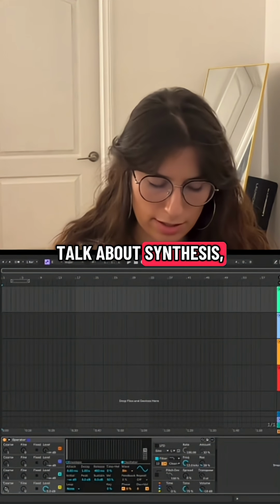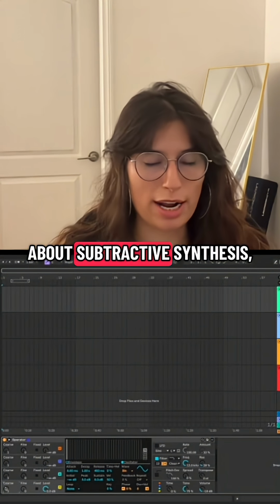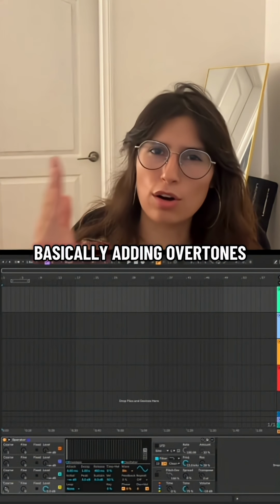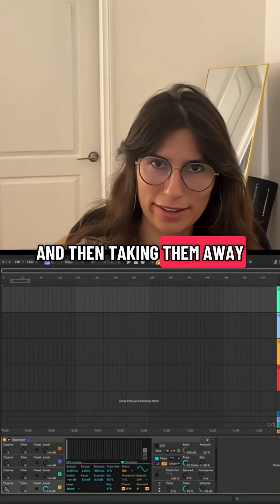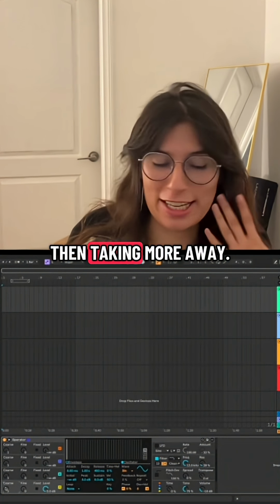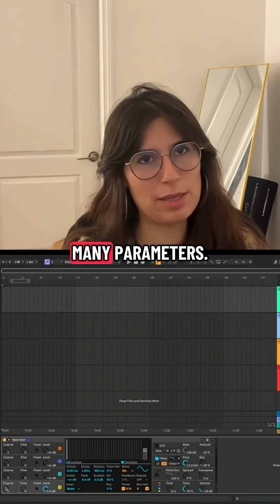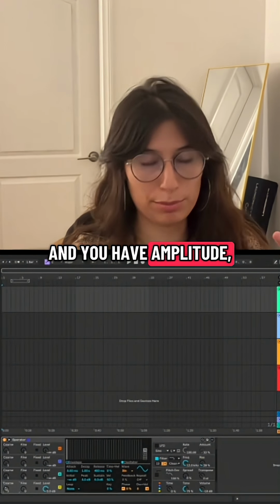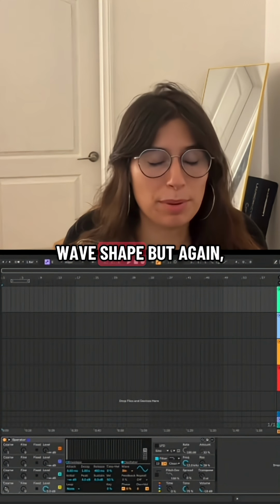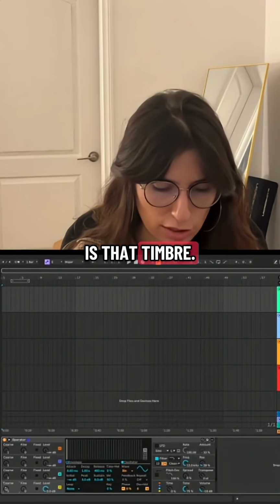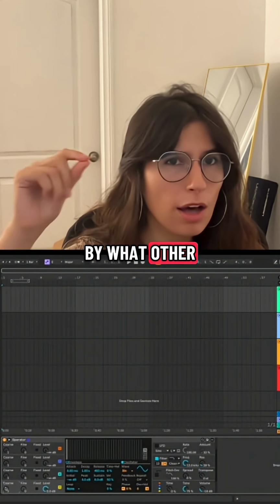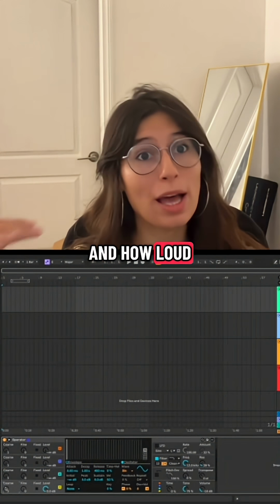But when we talk about synthesis, I'm more specifically going to be talking about subtractive synthesis, in which we're basically adding overtones and then taking them away, and then adding them again, and then taking more away. That's most of what you can do with sound, really. There aren't that many parameters. You have frequency and you have amplitude. You also have wave shape, but again, that wave shape is that timbre. It's what's dictated by what other frequencies are being triggered and how loud they're being triggered.